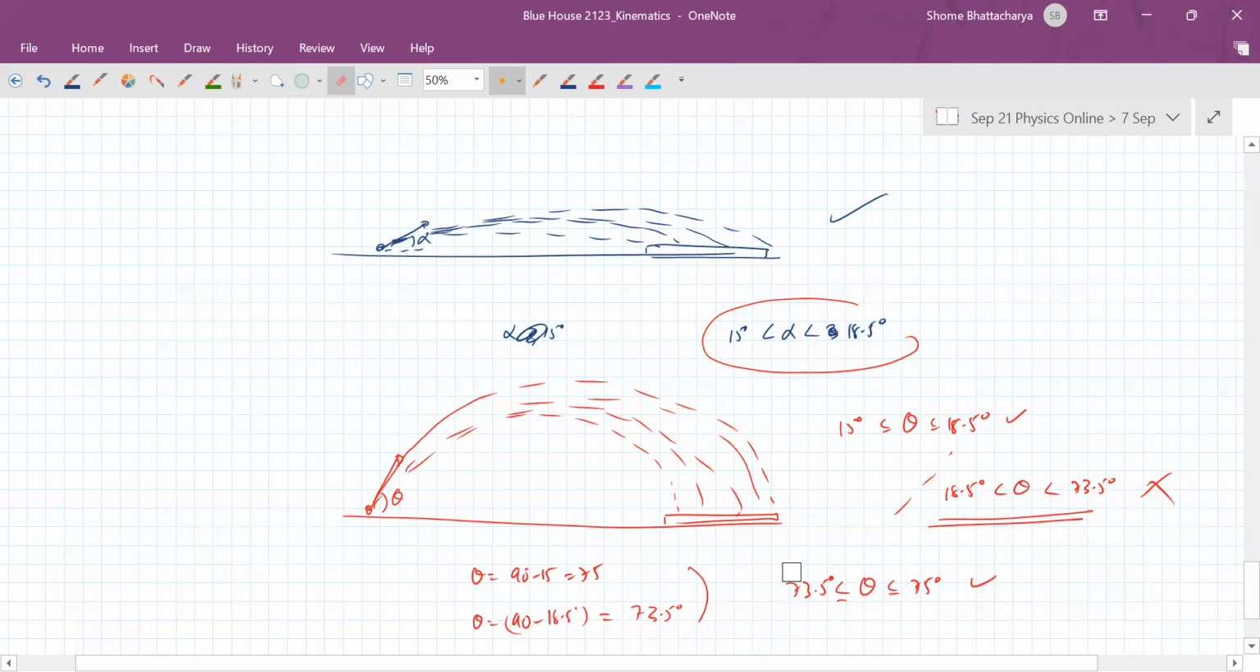So this value is 71.5. Can you explain again why 75 degrees is allowed for the range? Okay.